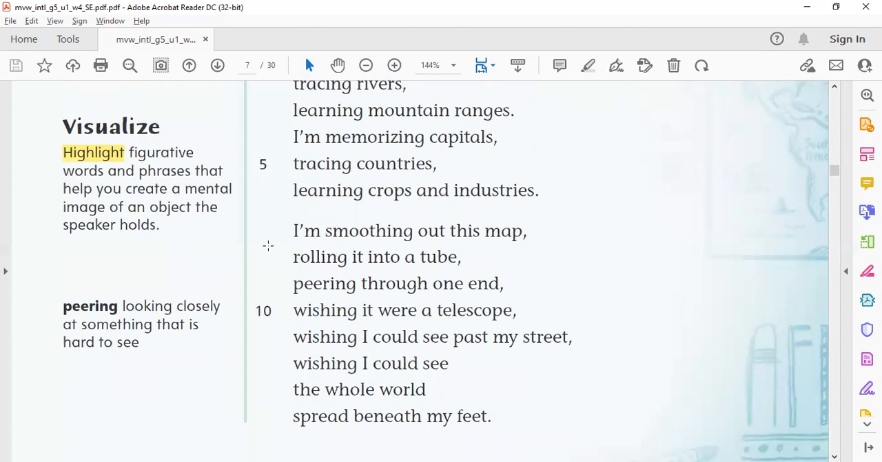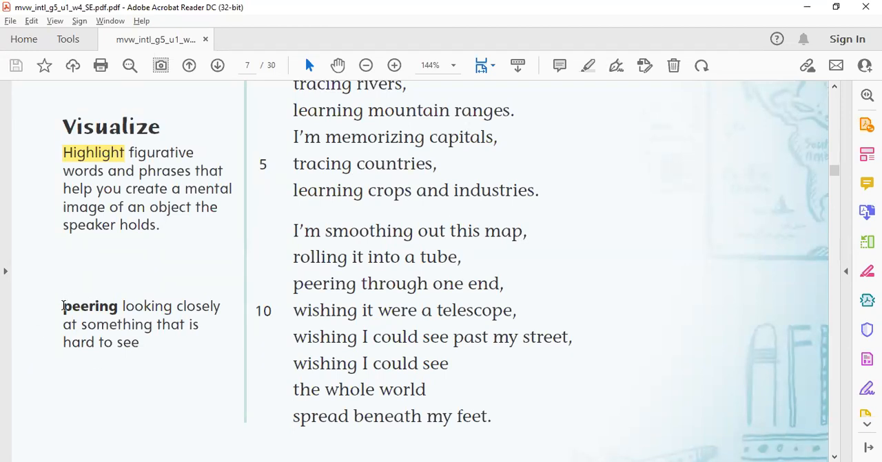So I'm smoothing out this map, rolling it into a tube, peering through one end, wishing it was a telescope, wishing I could see past my past, see past my street, wishing I could see the whole world spread beneath my feet. Okay, now this is another stanza.